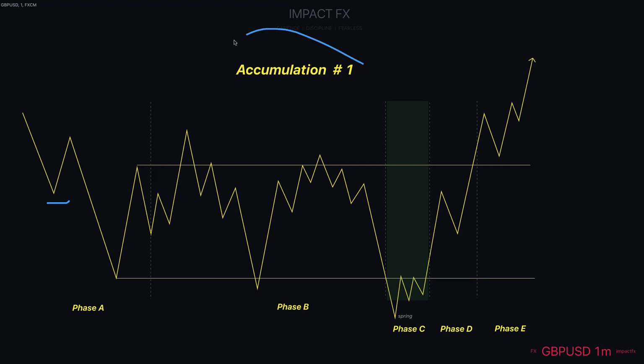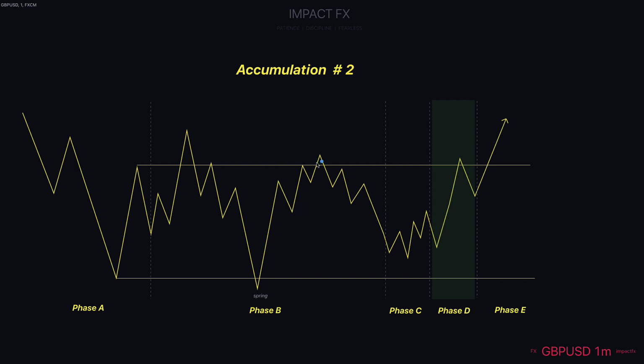This is not one that I typically use all that often because I don't like to guess these lows. All right? In the next one, I'll show you what makes more sense. So this one, folks, the accumulation schematic number 2 is typically what I use the most.